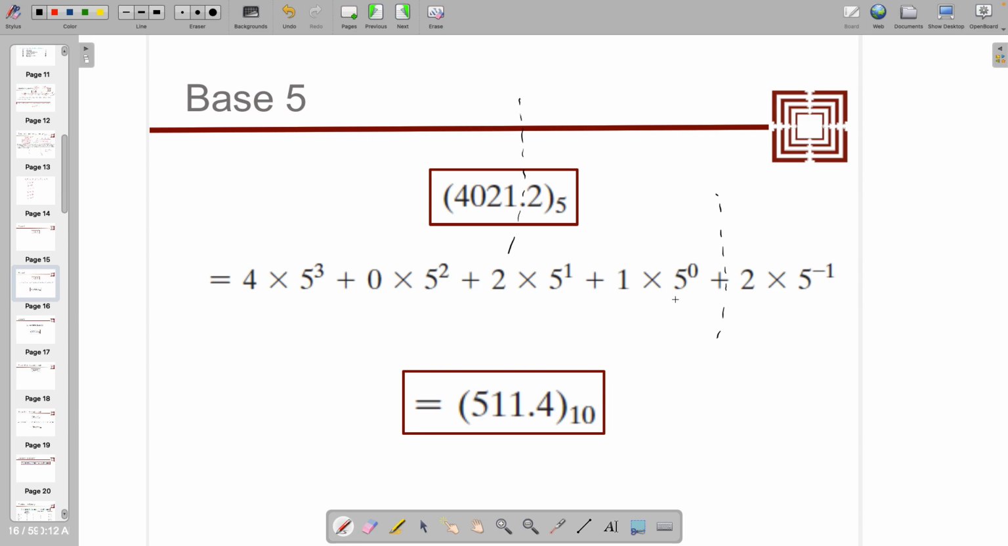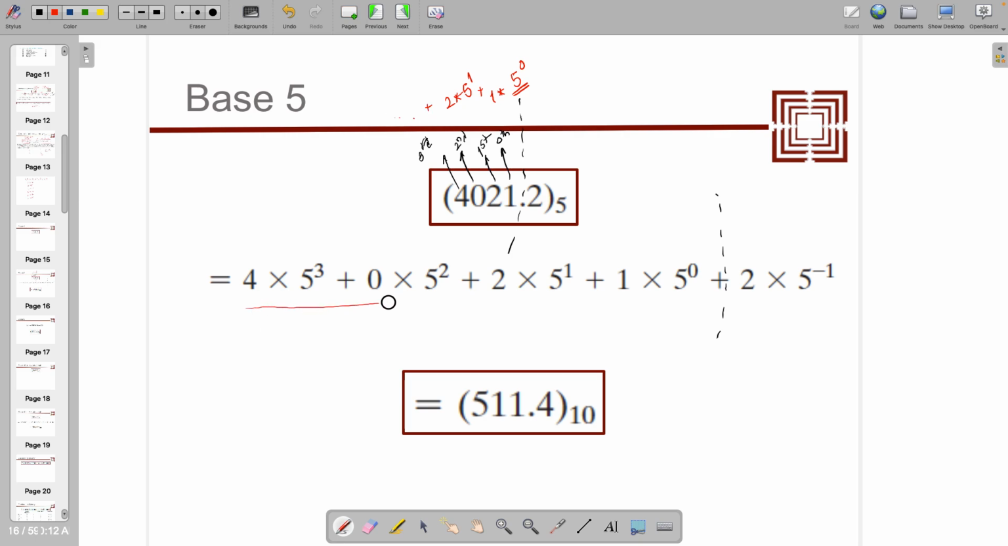So you are starting from here. This is the 0th digit, this is first, this is second, and this is third, right? So you are going to multiply 1 with 5 raised to 0. This is the radix or the base. Base is 5, so you just add that. Another one, 2 multiplied by 5 raised to 1, and so on and so forth.